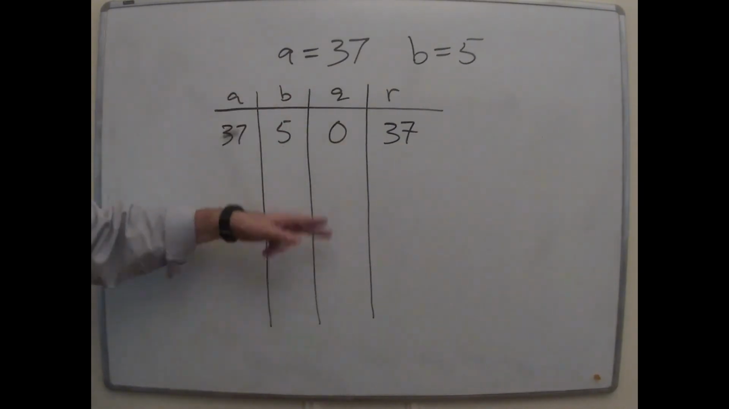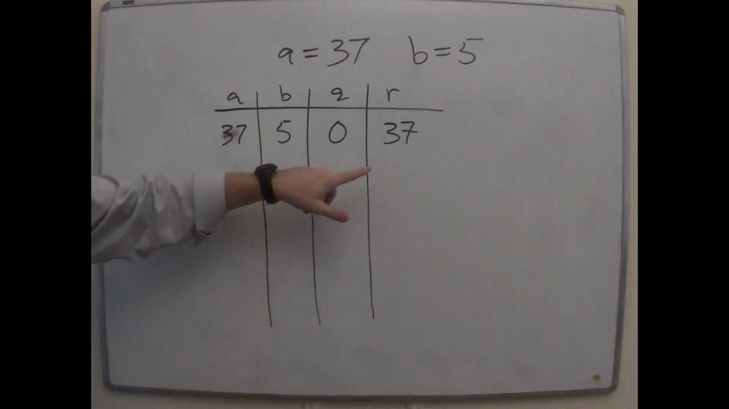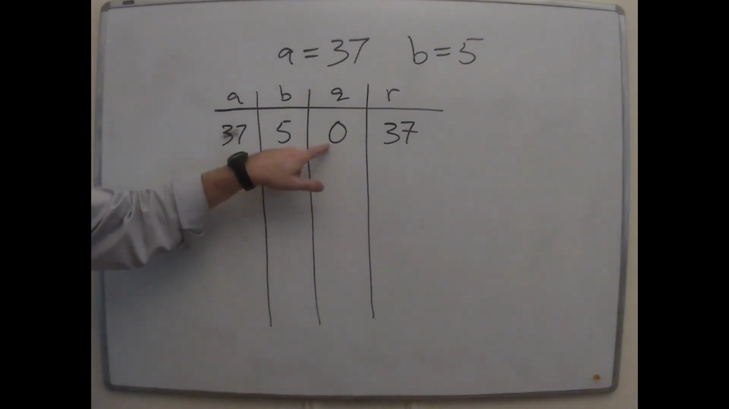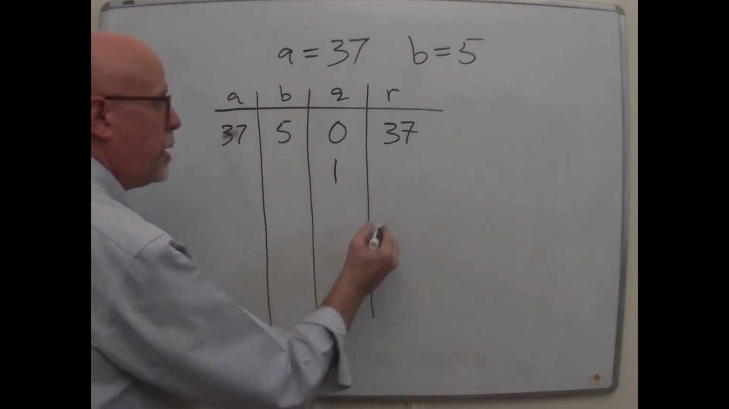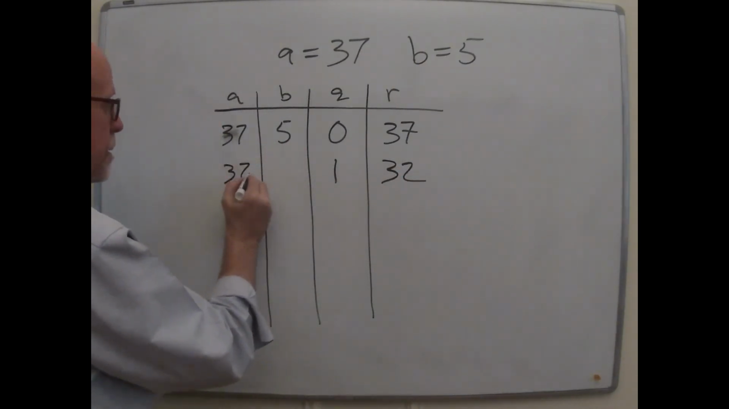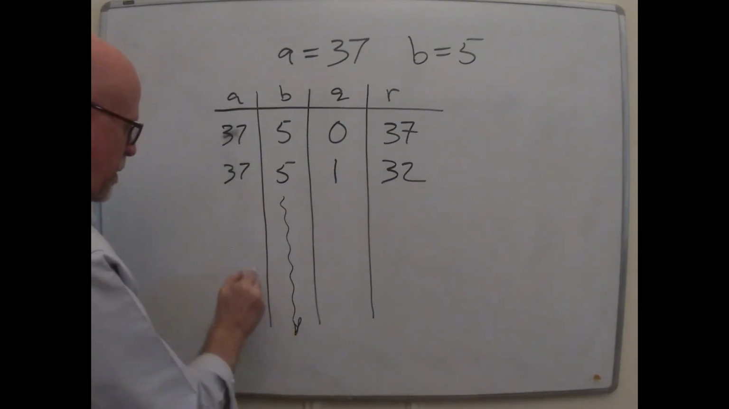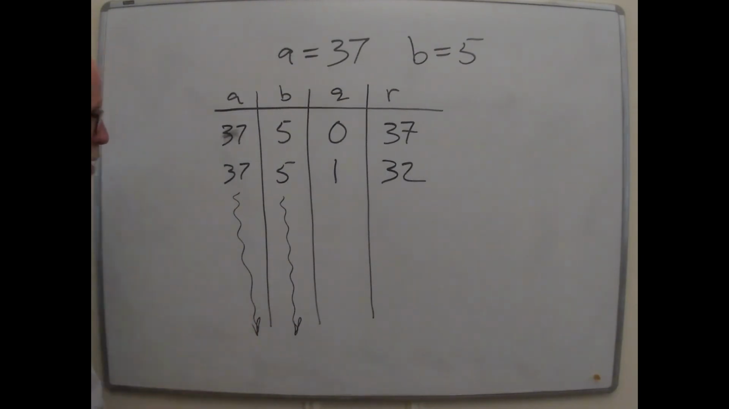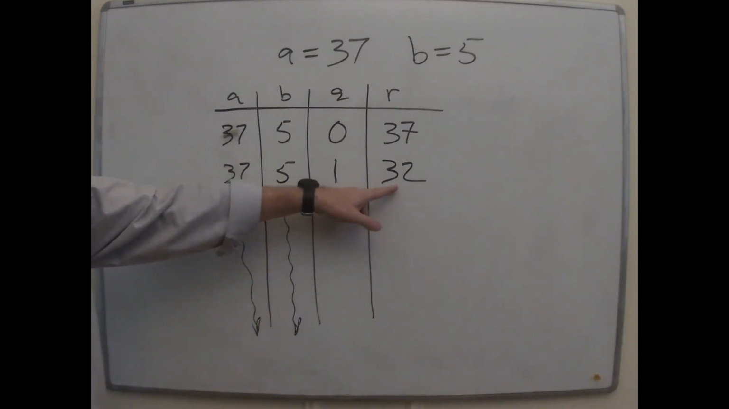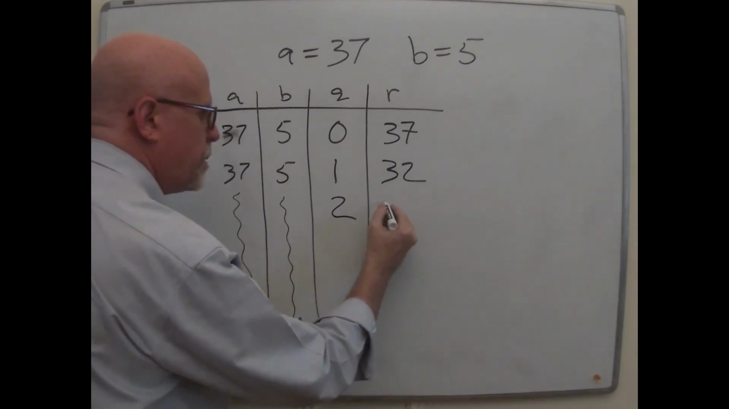The first time we went through the loop, what we're going to do is ask, is R less than 5? No, it's not. What do we do to it? We subtract 5 from it, and we make Q go 1 bigger. Q becomes 1, and R becomes 32. A and B never got changed. They're always going to be 37 and 5, so I'm not going to continue to write them. Just imagine they go all the way down the table being the same. The next time through the loop, is R less than 5 yet? No, it's not, so we bump Q up by 1 and bring this down by 5. It gets us to 27.